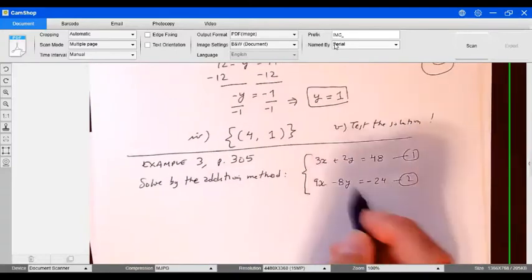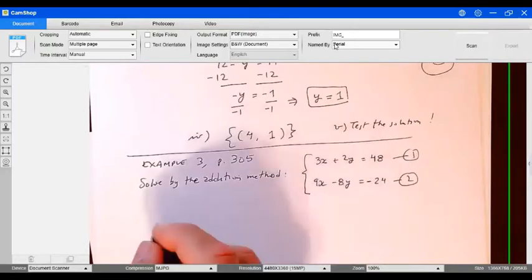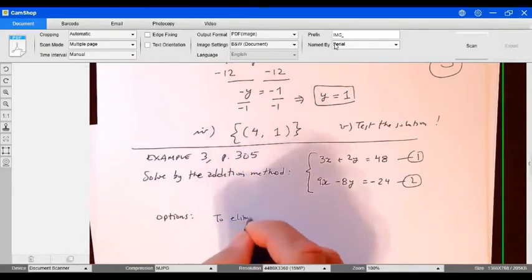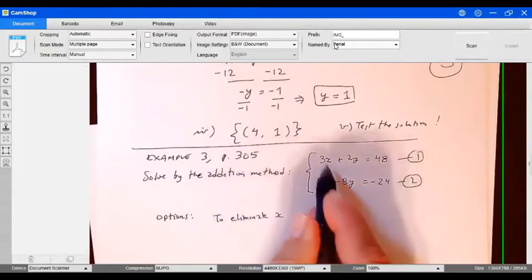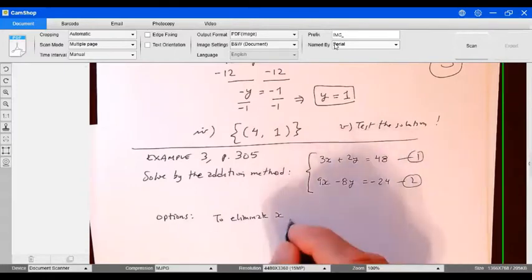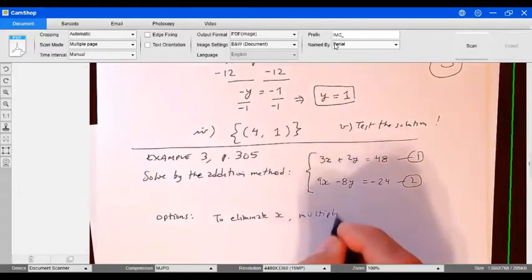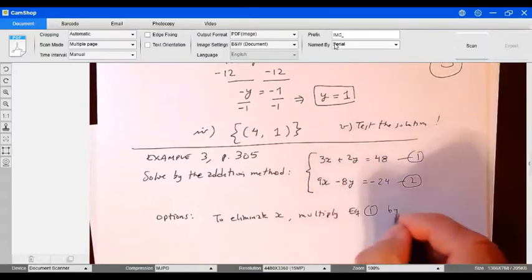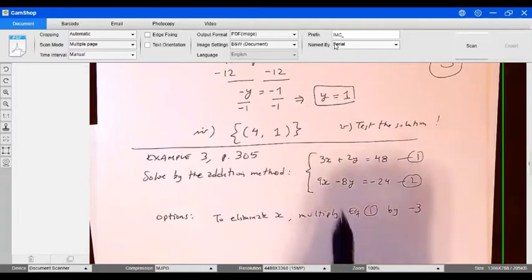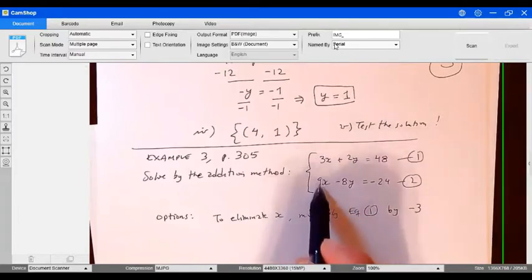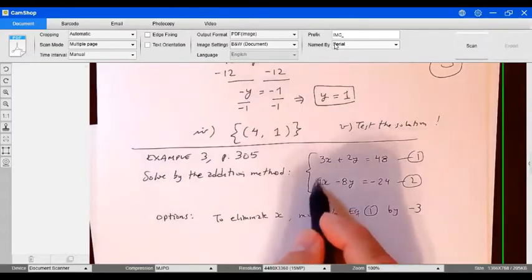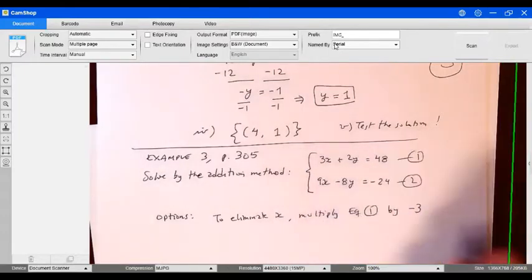So now you have a variety of coefficients for x and y. So we have many options. We have two options. So one, to eliminate x, you need to multiply equation 1 by negative 3. Why? Because if you multiply by negative 3, you're going to get negative 9, and positive 9 are opposite. Negative 9 and positive 9, they are opposite coefficients.